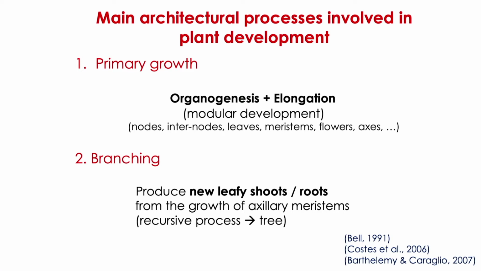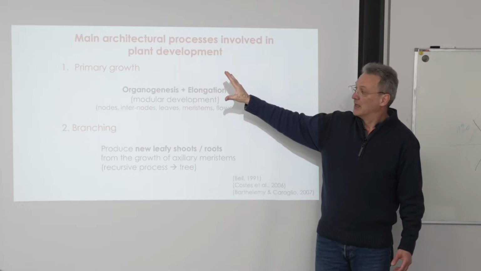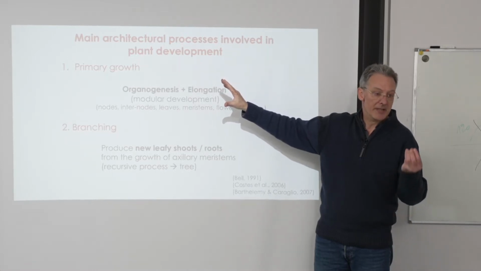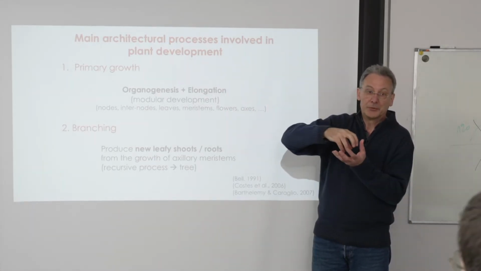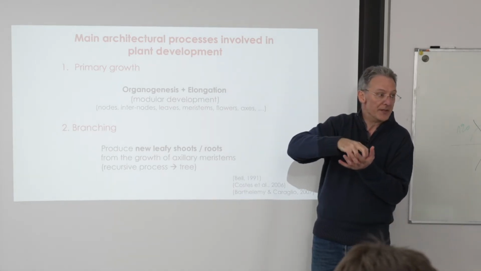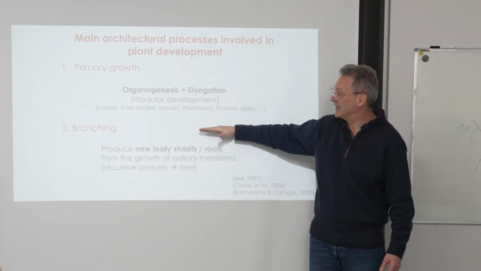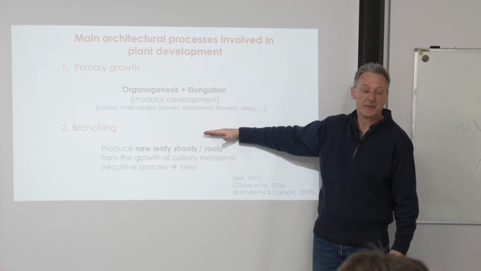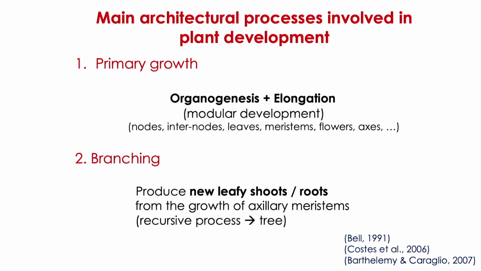If you think about the ways plants grow, there are two major processes. One that is called the primary growth, and that is linked with the meristem activity. The meristem ability to produce organs, but specifically to produce the main stem. And then it's still linked with the meristem activity, but with the ability of the meristem to produce lateral meristems, and this is the branching process. So primary growth and branching.